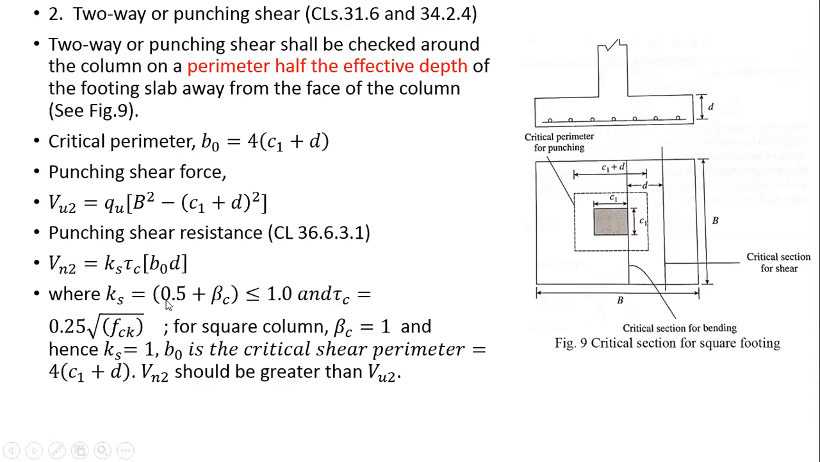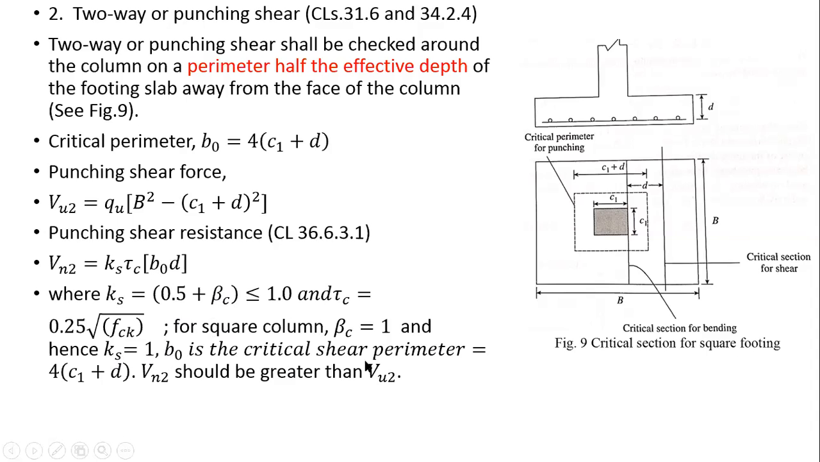Ks, the formula for Ks, is equal to 0.5 plus beta C. Now this value of Ks should be less than or equal to 1.0. Clear? And tau C is given by the code as 0.25 under root of fck. fck is the grade of concrete. Now for a square column, beta C is always 1. And Ks is equal to 1, because the criterion is that this total value, that is your Ks, should be less than or equal to 1. So for a square column, in any case, this should not be more than 1.0. So Ks is equal to 1.